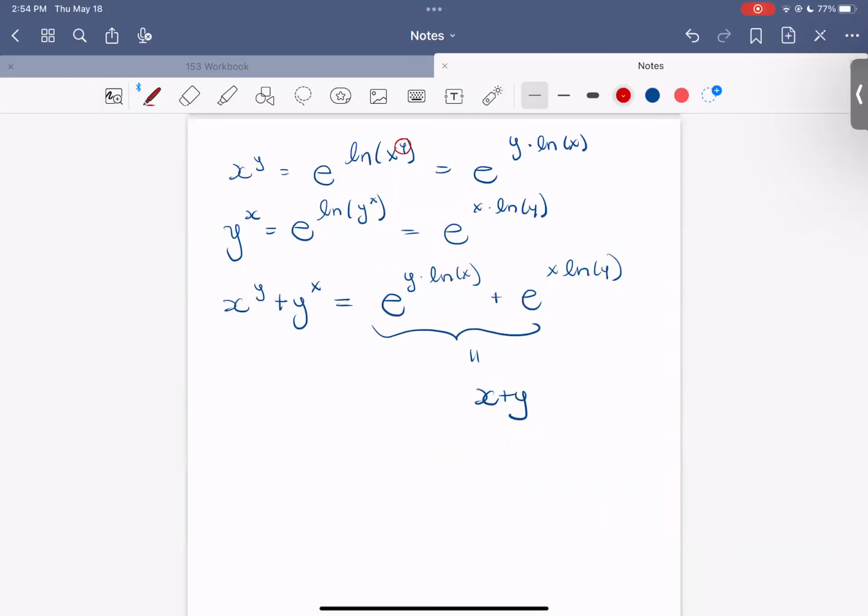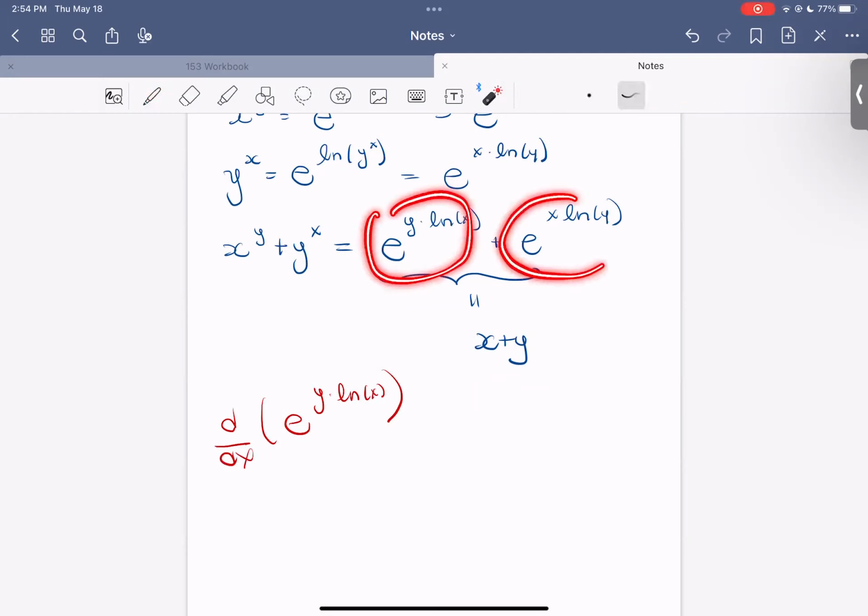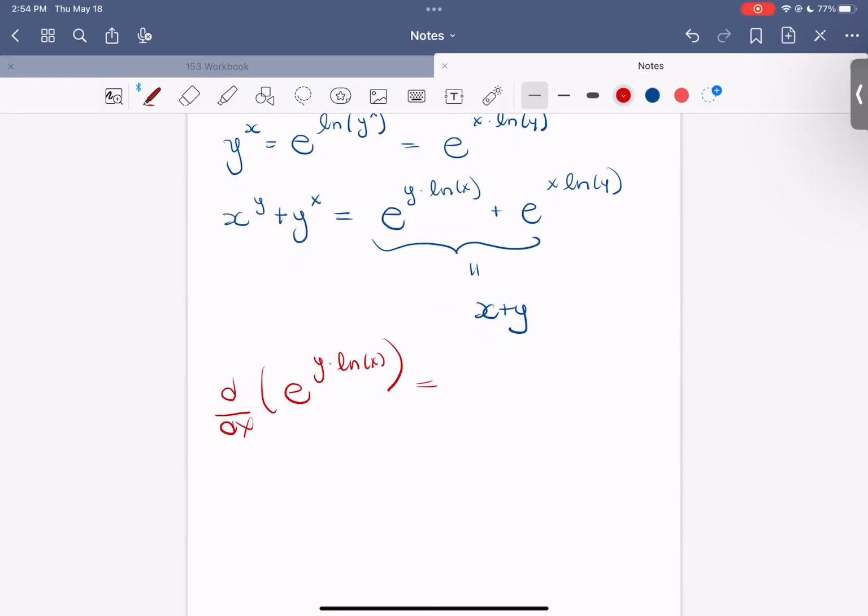Why don't we do one of those terms together? So let's just consider the derivative of e to the y times ln of x. We want to take the derivative of both of these terms, but let's just start here, and then I'll have you continue the rest. So here we have just a nice composition function where the outside function is e to the power and the inside function is y times ln of x. So this becomes the derivative of the outside, which is just e to the y times ln of x, times the derivative of the inside, which is derivative of y times ln of x.